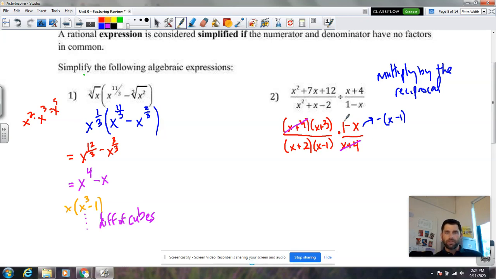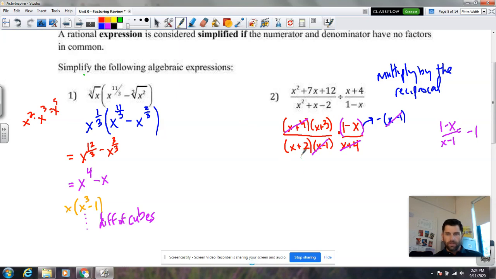And hopefully you also notice this nice strategy from years past. This 1 minus x can really be turned into a negative x minus 1. So your teachers have probably told you in the past, when you have something like 1 minus x over x minus 1, those divide out and turn into a negative 1. So the same thing happens here. This 1 minus x, x minus 1, those divide out and turn into a negative 1.